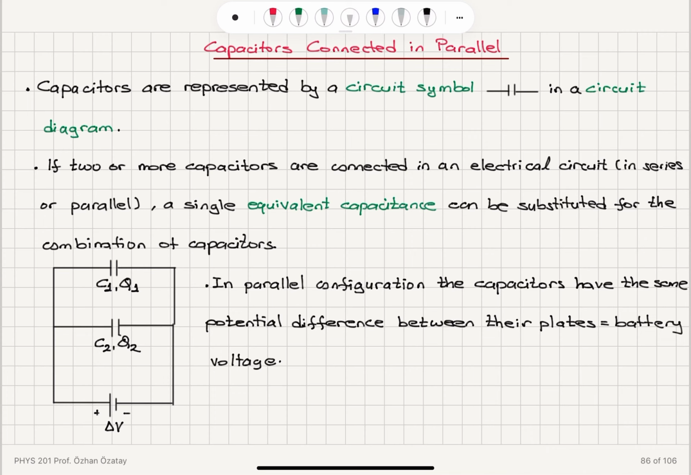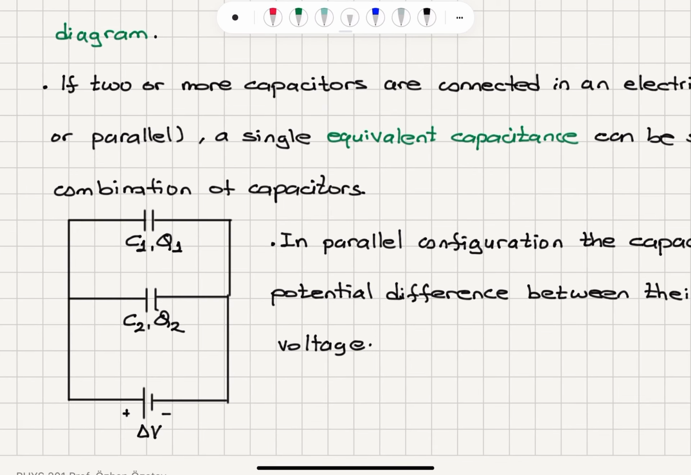and we can substitute an equivalent capacitance for the combination of capacitors. So in this video, we're going to consider the parallel configuration where we have the capacitor with capacitance C1 storing charge Q1 connected in parallel to another capacitor with capacitance C2 storing charge Q2, and they're both connected in parallel to a battery with battery voltage delta V.